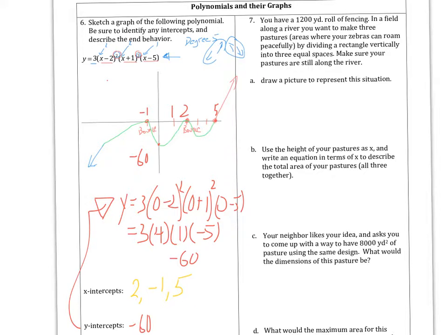So you've got a 1,200-yard roll of fencing. In a field along a river, you want to make 3 pastures where zebras can roam peacefully, divided by dividing a rectangle vertically into 3 equal spaces. Make sure your pastures are still along the river. I'm going to draw a river, and that river is going to be in blue.